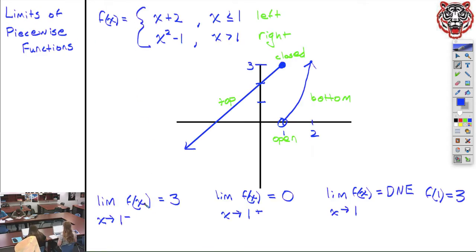So far to evaluate these, literally we had to plug in 1 into each of these. A little bit less than 1, so plug in like 0.5 or something. This says from the left, I plug into the left. 1 plus 2 is 3. From the right, I'm plugging in on the right. 1 squared minus 1, I get 0. Plugging into both the left and the right at 1, and I get different answers, does not exist. And then just plugging in for where it's equal to, 1 plus 2 is 3. All we've been doing is plugging in.